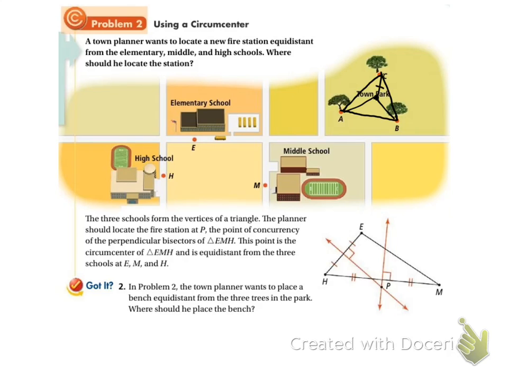Choose a point. I need these to be congruent. Well, that's what my circumcenter gives me. If I can find the circumcenter, I know that the distance from the circumcenter to the vertices are all congruent. So remember, I use perpendicular bisectors to find my circumcenter. So I'm going to find my midpoint. That's about there. And remember, I only need to do it on 2.